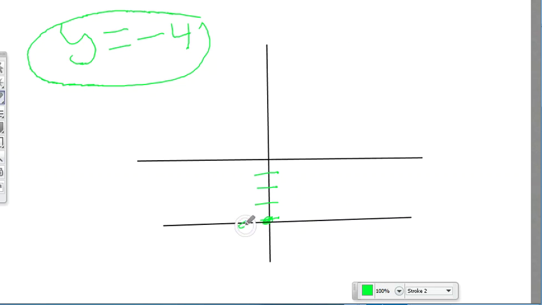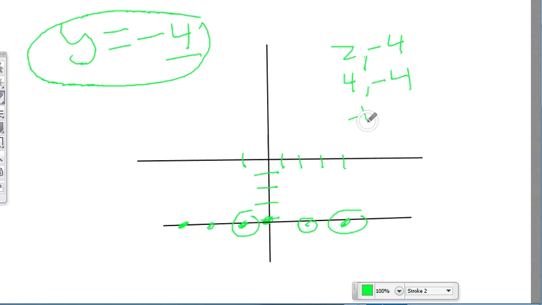And we know that every single point that we can pick on this line is going to have a y-coordinate of negative 4. Okay, so like this point right here would be 2, negative 4. This point right here would be 4, negative 4. This point right here would be negative 1, negative 4. So it doesn't matter what point we pick along this line, the y-coordinate is always going to be negative 4. So y equals negative 4. That's a horizontal line crossing through negative 4 on the y-axis.